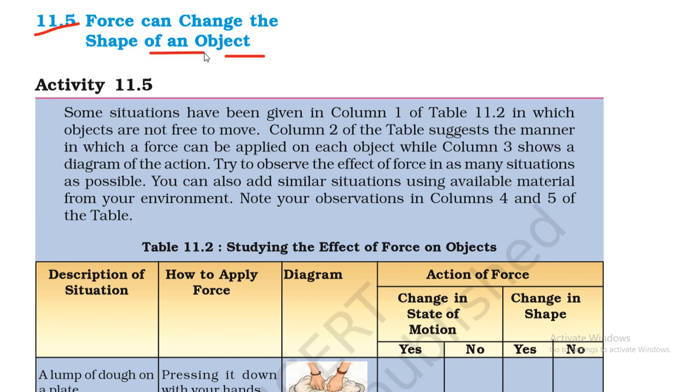So are you sure? Let's see activity 11.5. Some situations have been given in column 1 of table 11.2 in which objects are not free to move, and column 2 suggests the manner in which a force can be applied on each object, while column 3 shows a diagram of the action. Try to observe the effect of force in as many situations as possible, and you can also add similar situations using available material from your environment. Note your observations in columns 4 and 5 of the table.